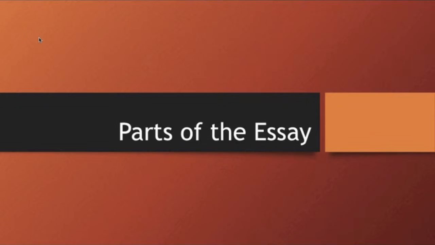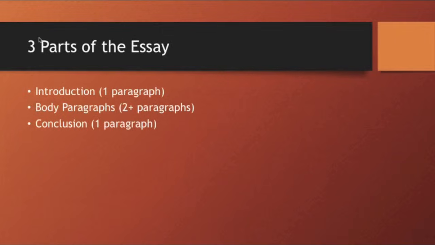Everyone. Today we are going to talk about the parts of an essay. There are three parts of an essay: the introduction, the body paragraphs, and a conclusion. In a basic 5-paragraph essay, you will have one introduction paragraph, 3 body paragraphs. You can have 2 if you are writing a specific type of essay called compare-contrast block organization, but normally you will have 3 paragraphs, and the conclusion, which is also made up of 1 paragraph.